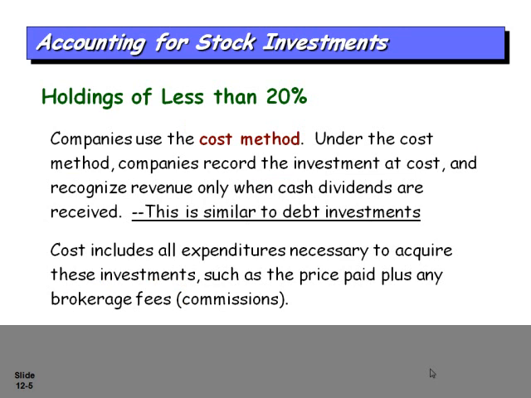Okay, what makes the holdings of less than 20% particularly easy is that they're accounted for similarly to debt investments using the cost method. Companies recognize the investment at cost, and they recognize revenue only when the cash dividends are received. And cost, similar to debt investments, includes all expenditures necessary to acquire the investments. So whatever price they paid, plus any brokerage fees.